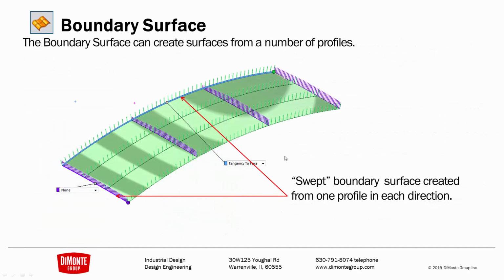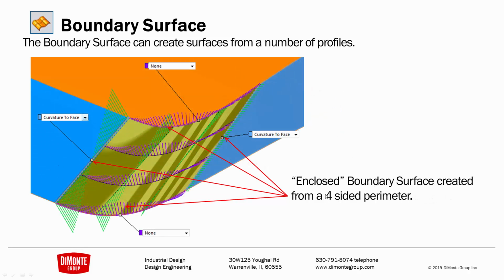However, unlike Loft, boundary surface can actually create surfaces from a different number of profiles. I call this type a swept boundary surface, where I'm almost creating a sweep type geometry where I'm going from this profile in direction 2 and it's following this profile in direction 1. I could also create almost like a 2-profile sweep if I had one profile here and I swept along this path, and it would come to another second profile here. The boundary surface can create an enclosed boundary surface with a 4-sided perimeter. I have this curve and this curve in direction 1 and these 2 curves in direction 2.